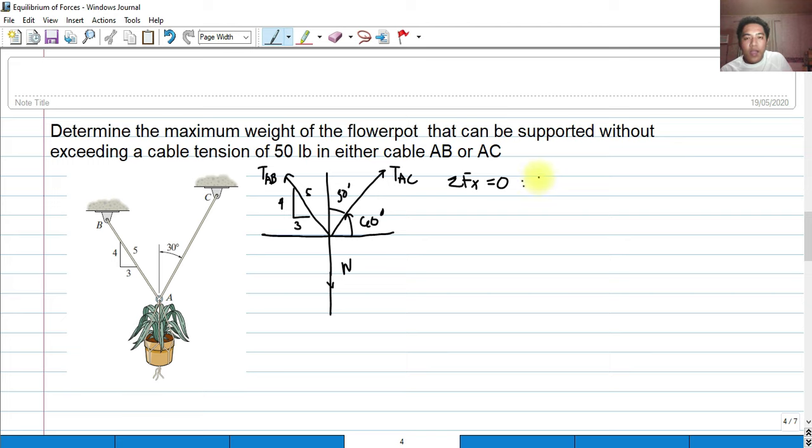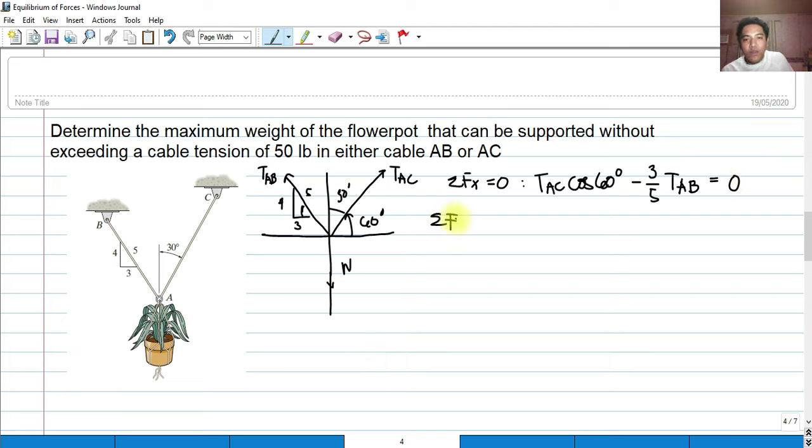That is my convention. So we have T sub AC cosine 60 degrees. It's going to the right, so it's positive. And we have minus, because if we project T sub AB on the x-axis, it's going to the left, so it should be minus. The cosine of theta is 3 over 5 T sub AB. That's the cosine. Are there any forces left? None in the x-axis.